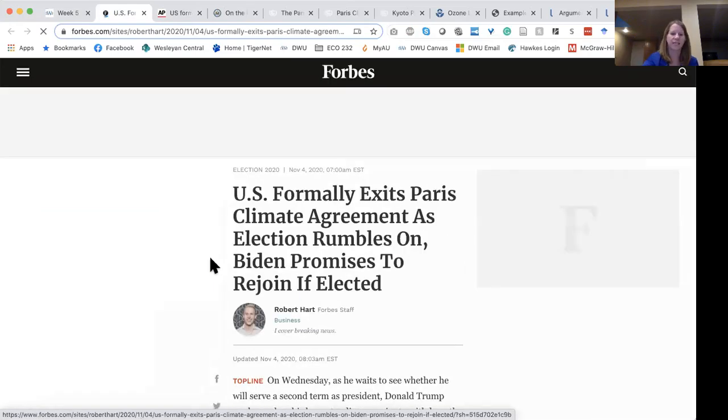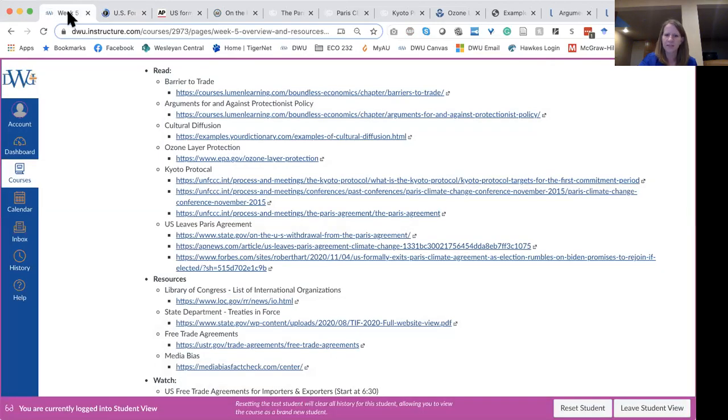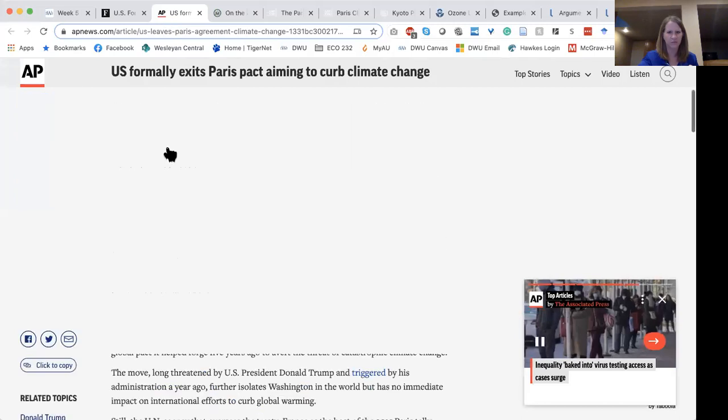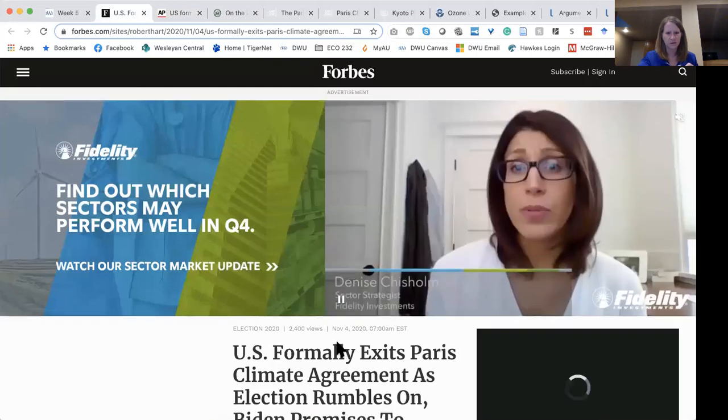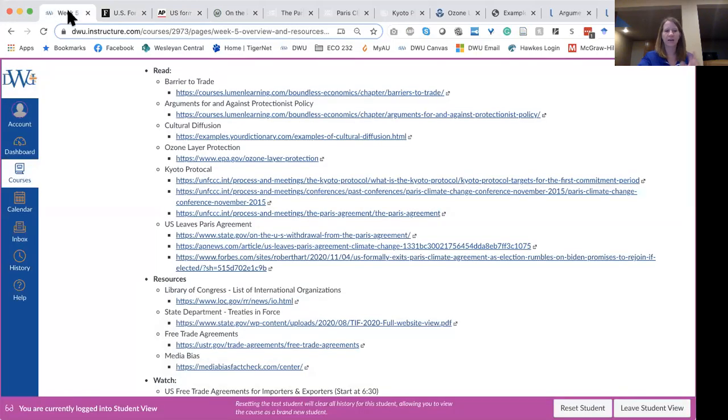And the reason I did one from the Associated Press and one from Forbes is obviously we live in a fairly politically split world. The Associated Press is a fairly central news source. However, it does lean a little bit left, and Forbes leans a little bit right. So here you get the same article. They both came out on the same day, I believe. Let me just make sure of that. Yep, November 4th and November 4th. So they both came out on the same day, covering the same topic.